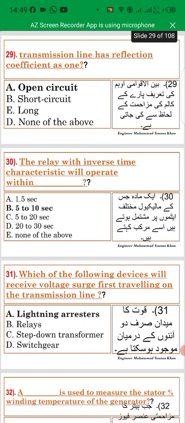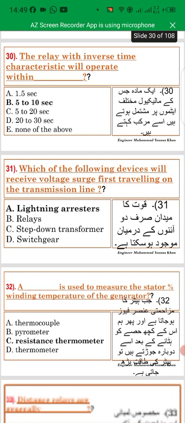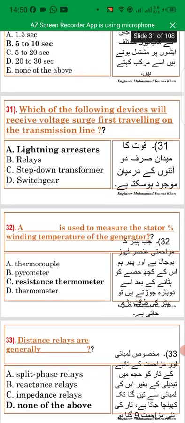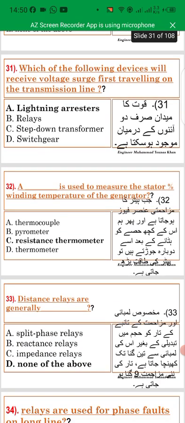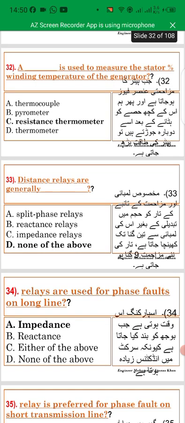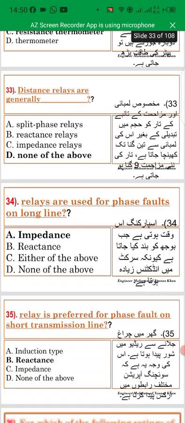Transmission line has reflection coefficient as 1 for open circuit. The relay with inverse time characteristics will operate within 5 to 10 seconds. Which of the following devices will receive voltage surge first traveling on the transmission line? Lightning arrestor. A resistance thermometer is used to measure the stator winding temperature of the generator.